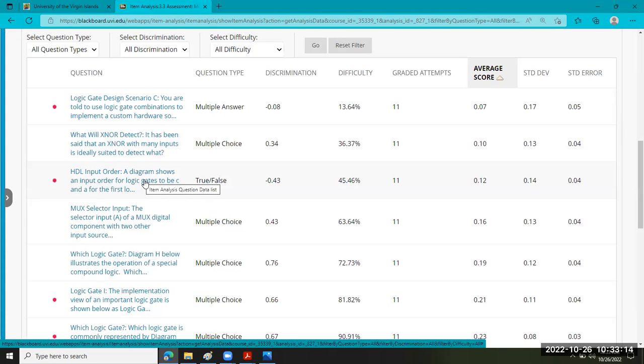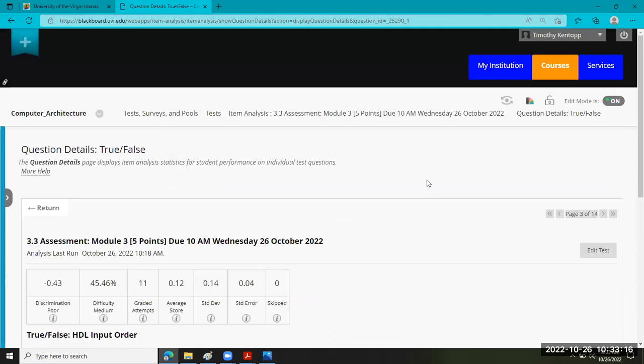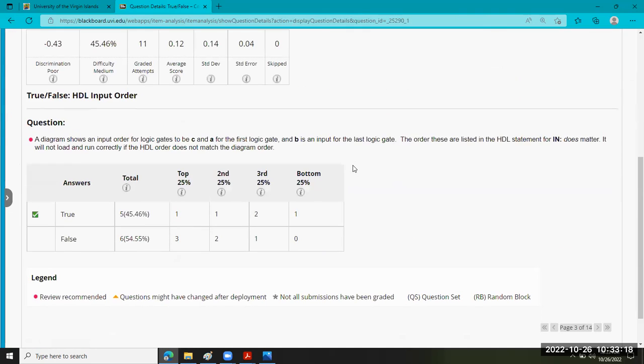HDL input order, right? True or false? A diagram shows an input order for logic gates to be C and A for the first logic gate. And B is an input for the last logic gate. The order these are listed in the HDL statement for N does matter. It will not run and load correctly if the HDL order does not match the diagram order.